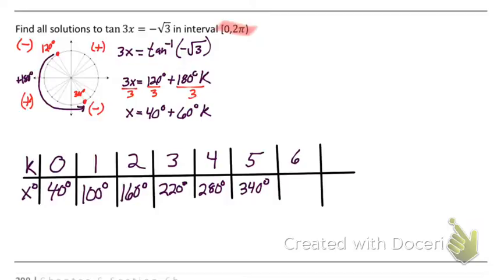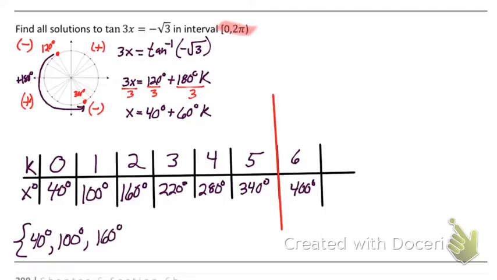If I plug a 6 in for k, I'm going to have 400 degrees. But I'm looking where it's from 0 to 2 pi. What degree is 2 pi? It's 360. So I really should have stopped right here because 400 is too big. So the list of my answers is just going to be a list of numbers. We're going to have 40 degrees, 100 degrees, 160, 220, 280, and 340.